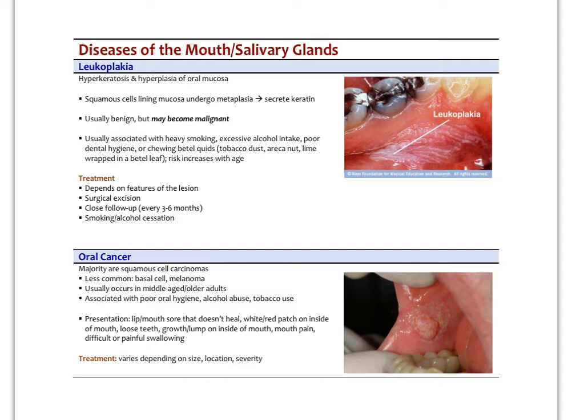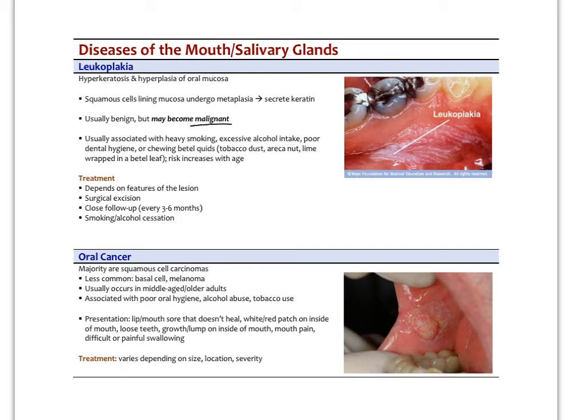Leukoplakia is another oral disorder that's important to keep in mind. And this is a hyperkeratosis. So remember, keratin is that tough protein. It's usually deposited only in squamous epithelium in the skin, not in the oral mucosa. But here we actually get keratin being deposited. There's also hyperplasia of the squamous epithelium. And this is leukoplakia. It's basically usually benign, but it can become malignant. We actually consider it precancerous.